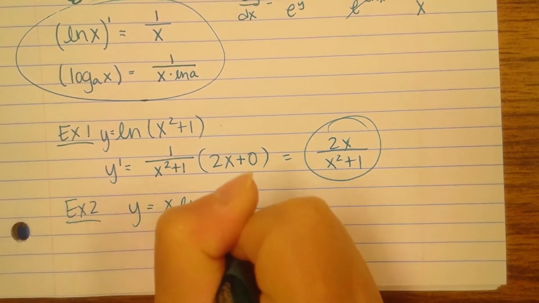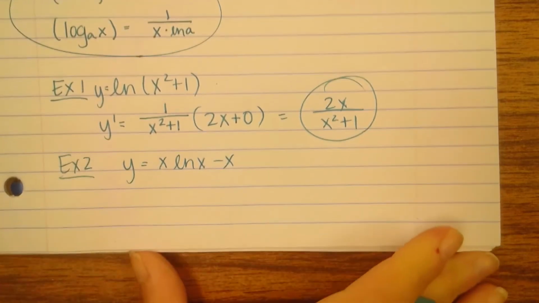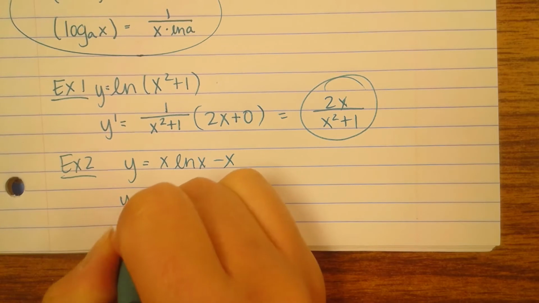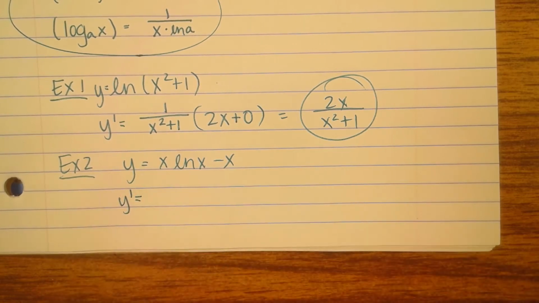Remember, all of our same rules apply. So in this case, we're dealing with x times the natural log of x minus x. This part here, since we're dealing with x times, this is a product rule. So when I first find my derivative, I have to use my product rule for it.